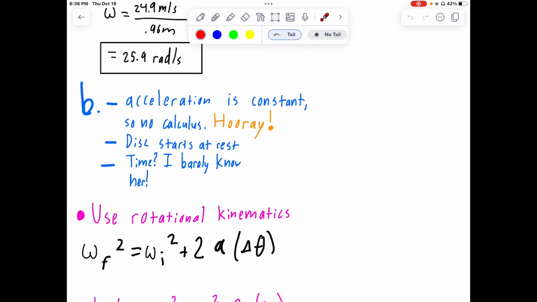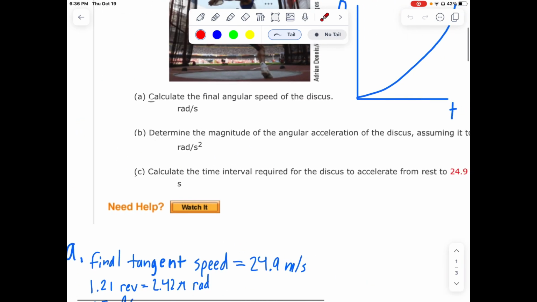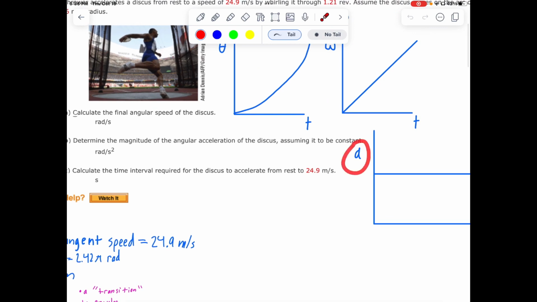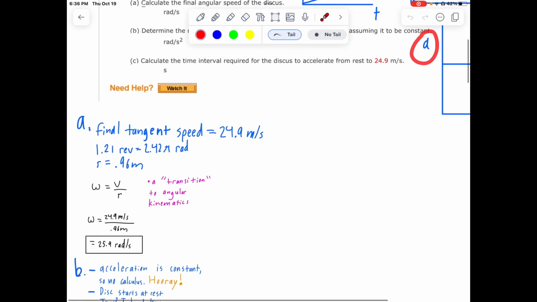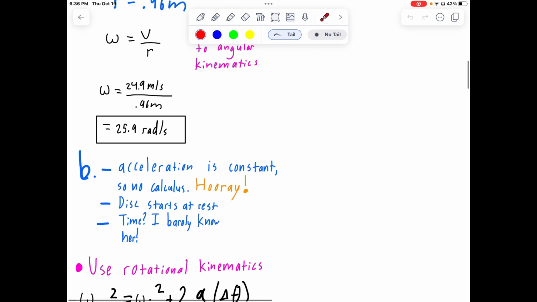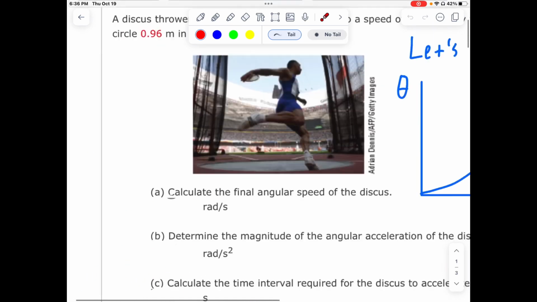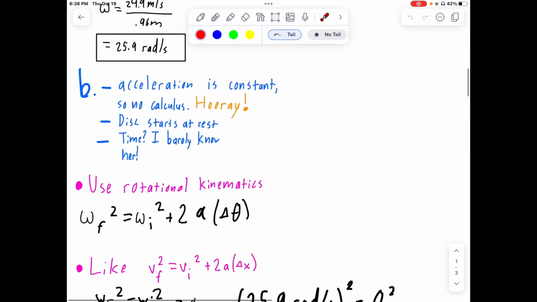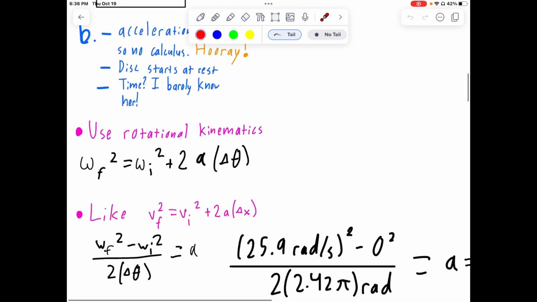So B is a little tougher. It's determine the magnitude of the angular acceleration of the discus, assuming it to be constant. So we're going to have to find this angular acceleration value. And we know, again, constant, no calculus, be happy. The disk starts at rest. They tell us that in the problem. And we don't have time, so we're going to have to use an angular kinematic, or rotational kinematic, equation that suits us.